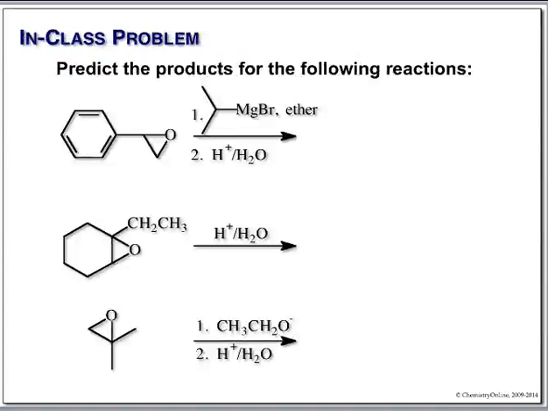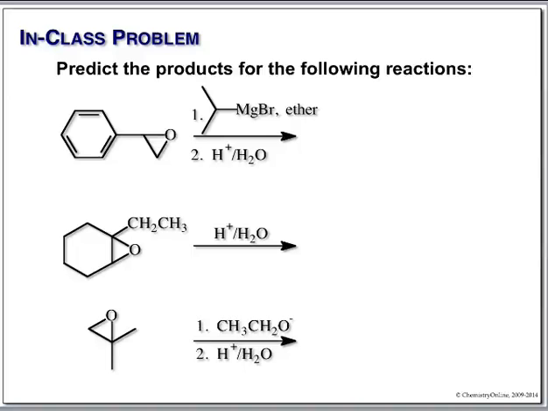We look at our first one. We have styrene oxide, a simple epoxide, and a Grignard reagent. Now, we all know this carbon on the isopropyl group is going to be the anion, right? That's our nucleophile. This is an SN2 ring opening.